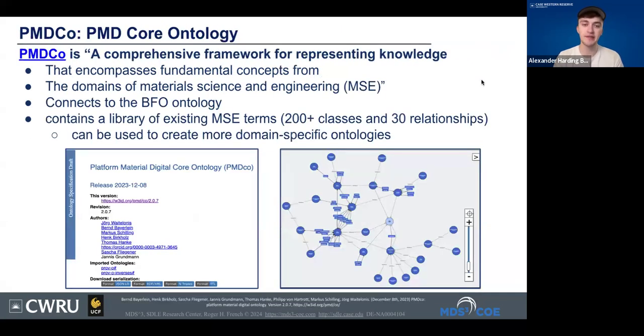PMDco is a comprehensive framework for representing knowledge that encompasses fundamental concepts from the domains of material science and engineering. The terms in PMDco do connect to the BFO ontology, and PMDco contains a library of over 200 material science and engineering terms and 30 relationships. And the purpose of PMDco is that it can be used to create more domain-specific ontologies in the MSE space.